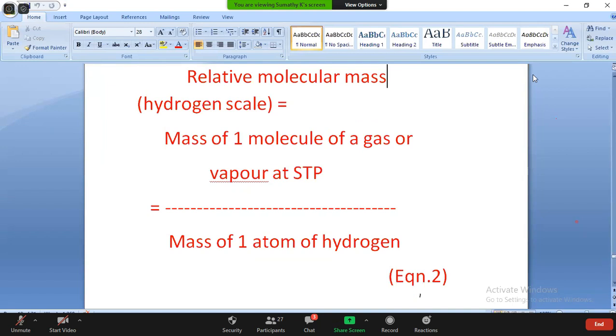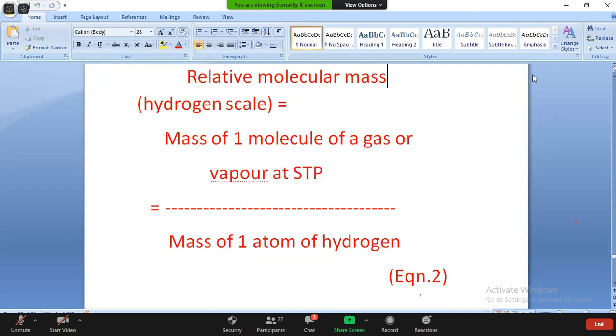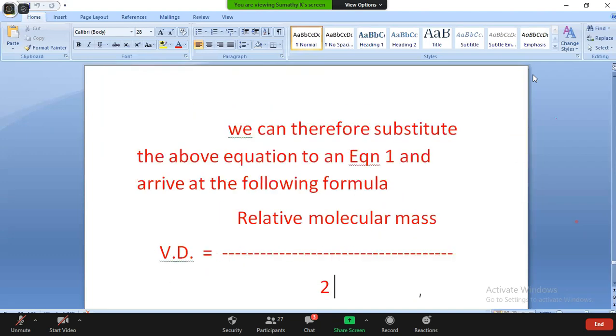Relative molecular mass is the derivation of the relative molecular mass. So we substitute this in the equation: relative molecular mass divided by 2, 2 into the mass of 1 atom of hydrogen. Before that we arrange it. So vapor density is equal to relative molecular mass divided by 2.